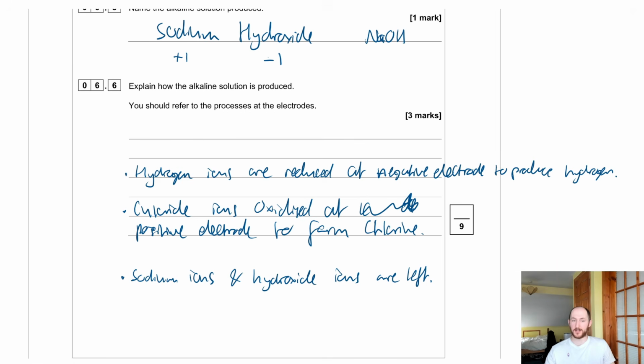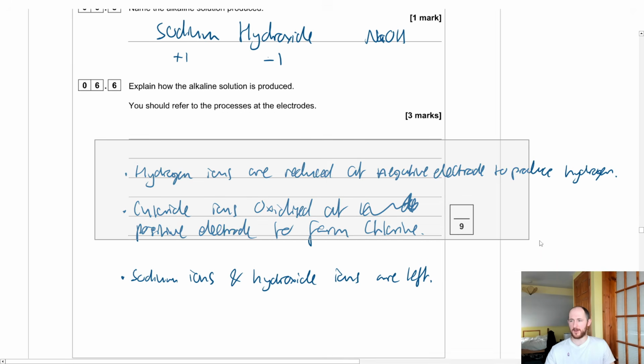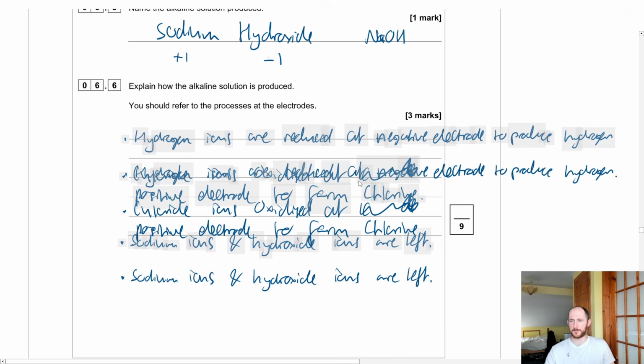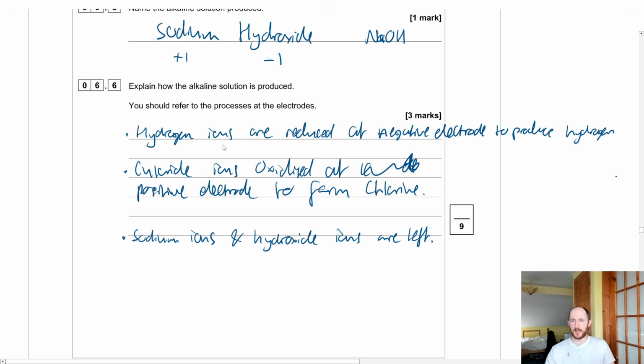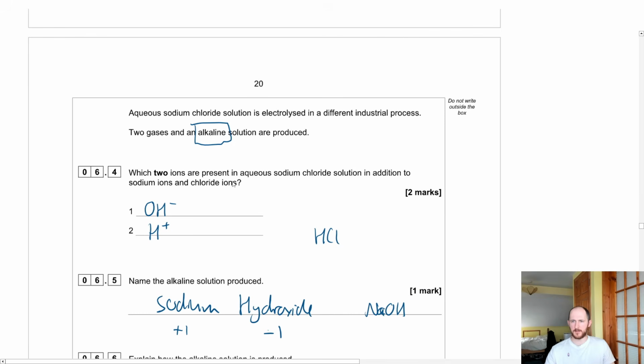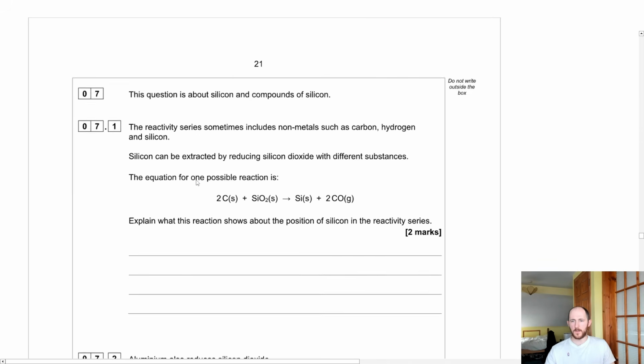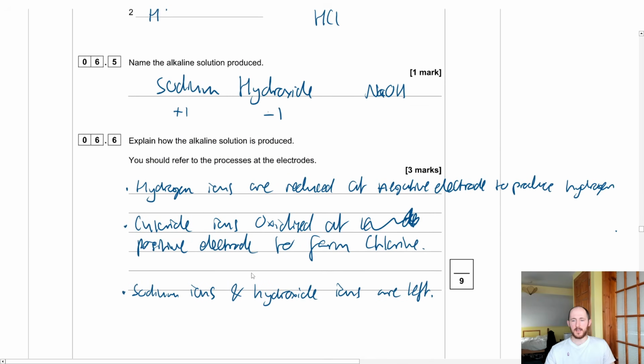That is probably the way I should have written it round. So my apologies for that. Let's move this all up. So again, the hydrogen and chloride ions, which they mentioned back here, in addition to sodium and chloride, those two are used already. The only thing we have left are sodium and hydroxide.